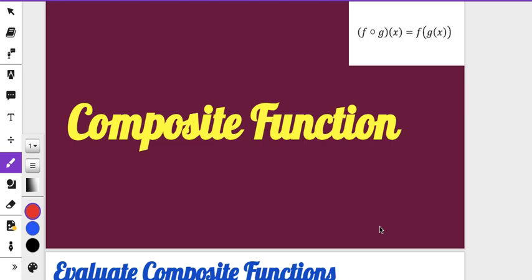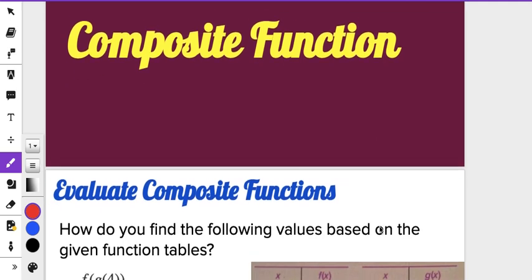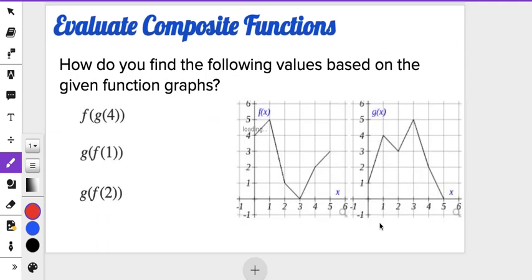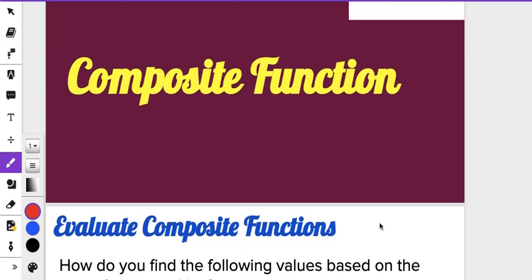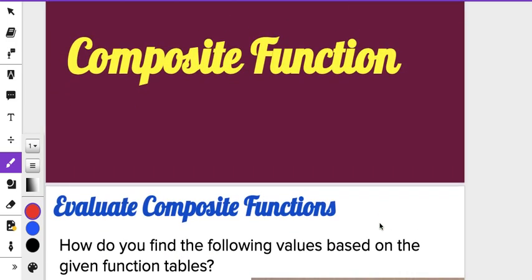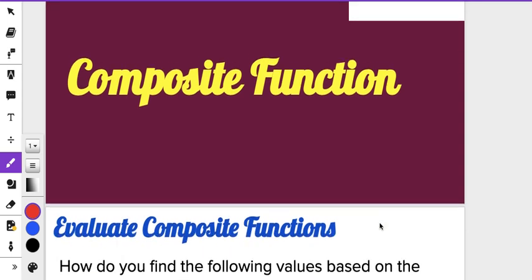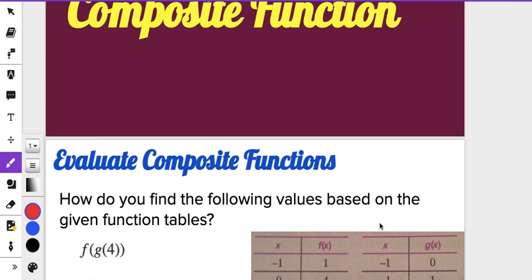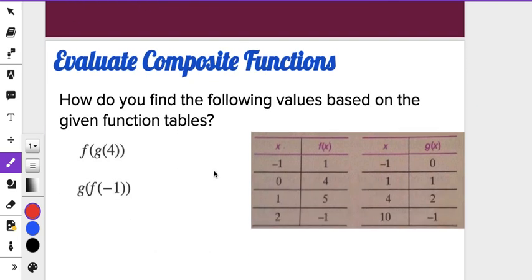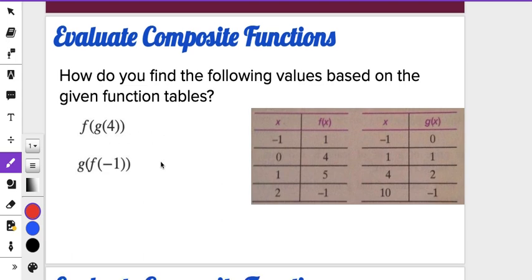Hello everyone, in this video we are going to look at the composition function again, and this time we are going to look at the table or the graphs for the function to figure out how we find the value of composite functions. In the previous lesson, as we mentioned, when we work on the composite function, we always start from the inside, the very core part of the function. So we are going to use very similar strategies here to figure out these values.